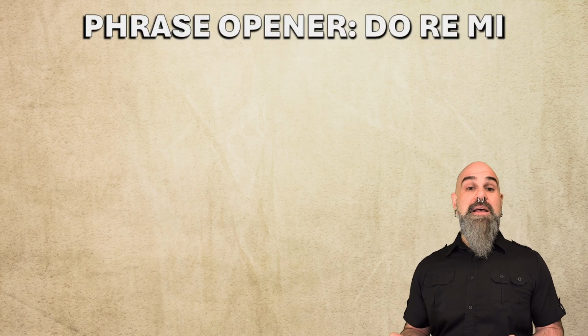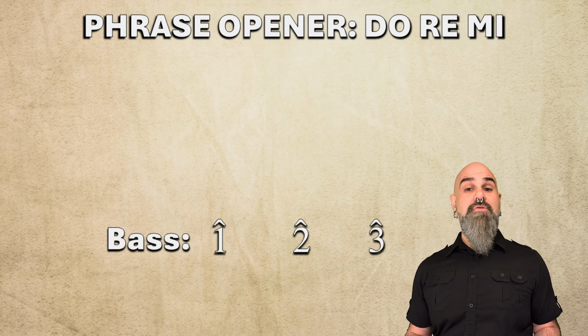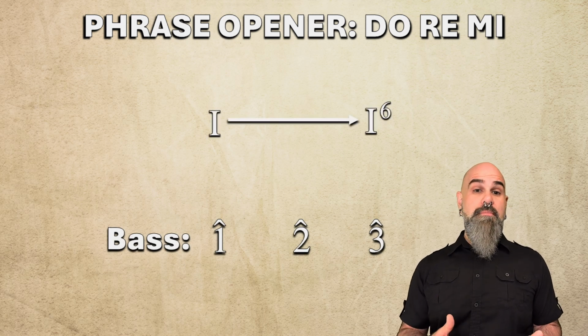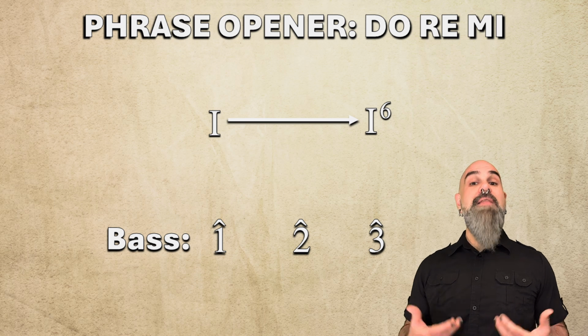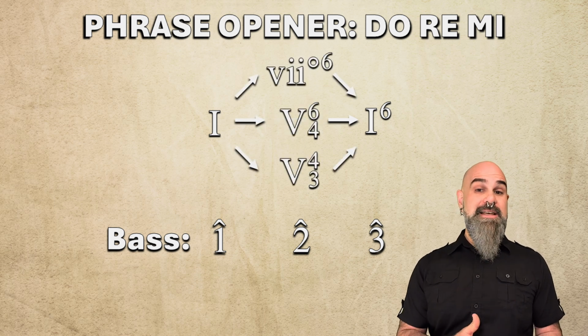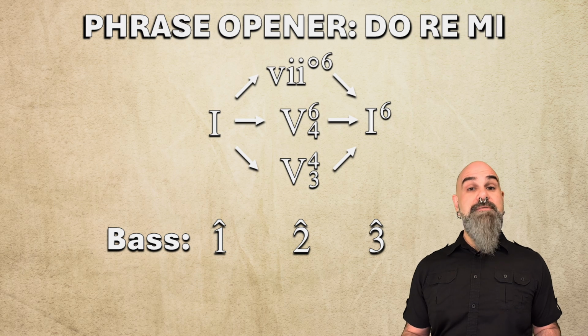Alright, you'll find the progressions we've done so far at the end of a phrase, the cadence. Now let's look at a super common phrase opener, do, re, mi in the bass. This is actually 3 progressions in one. With the bass moving 1, 2, 3, the first chord would be I, and the last chord would be I6, with a passing chord in between. That passing chord can be V6, vii°6, or V4/3. They all act very similarly.